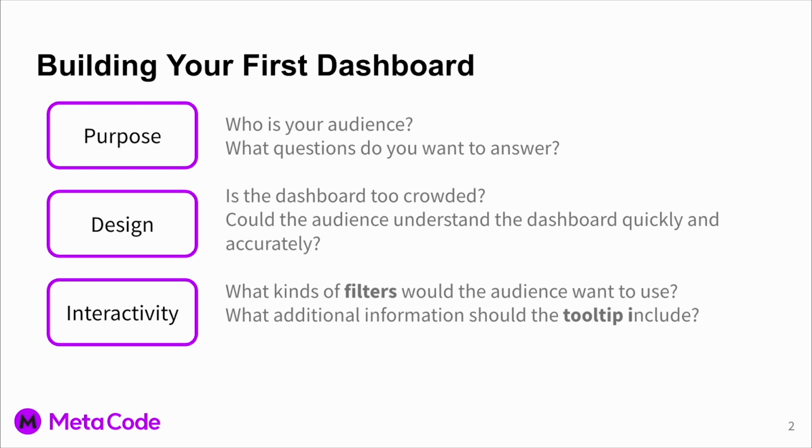What kinds of filters would the audience want to use, and what additional information should the tooltip include? For example, you might be sharing a dashboard with various teams, and you know that each team would want to look at a specific subset of data that is more relevant to them. In this case, instead of providing all the data on one dashboard, you can create a filter so that, for example, the sales team selling electronics could filter out the data so that they can only look at the graphs or tables using data related to electronics.